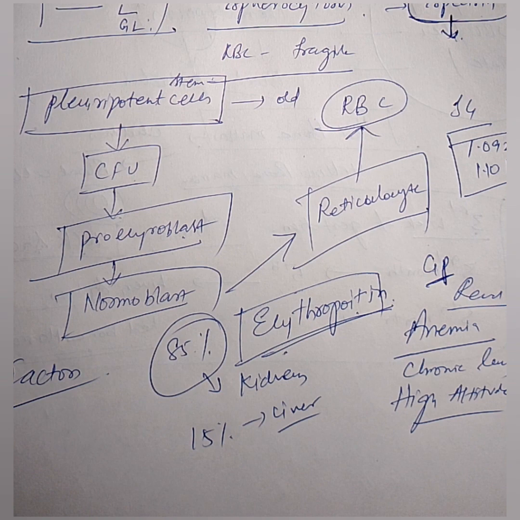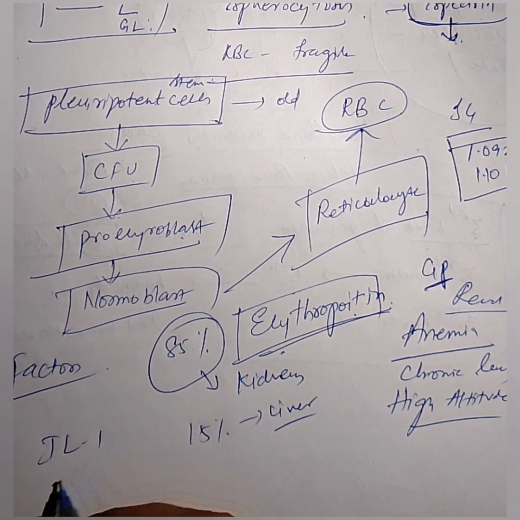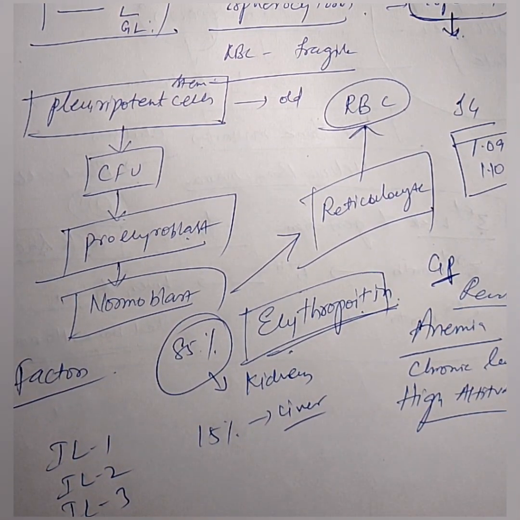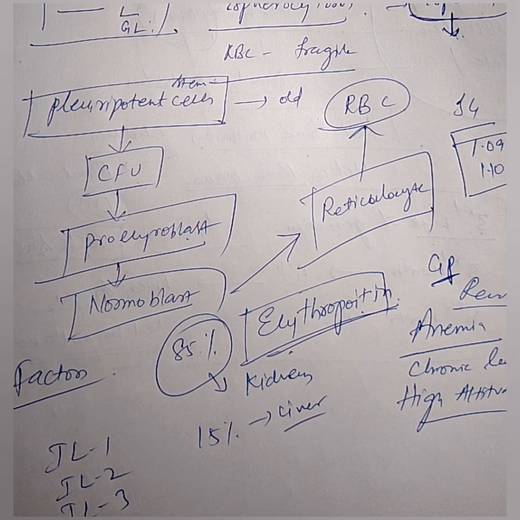Next we can see the hemopoietic growth factors. We can see IL-1, IL-2, IL-3. What are these? These are the interleukins, the factors which are used as hemopoietic growth factors. Next, coming to the maturation factors.